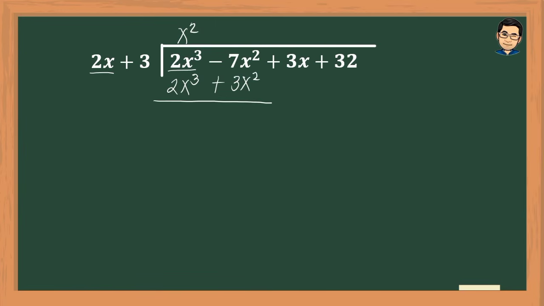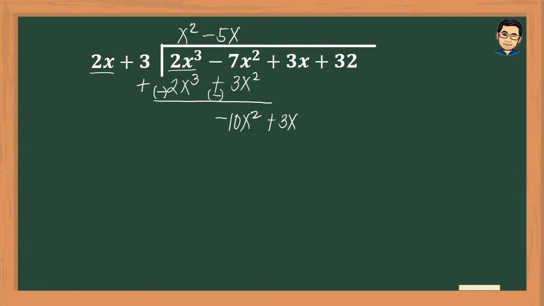And then, we subtract. So, negative 2x cubed and then 3x squared will become negative also. And then, we add 2x cubed plus negative 2x cubed, that is 0. Negative 7x squared plus negative 3x squared, that is negative 10x squared. And then, we bring down 3x. And then, we divide negative 10x squared by 2x. So, that will become negative 5x. So, kasi subtract 2 minus 1. So, x na lang po.